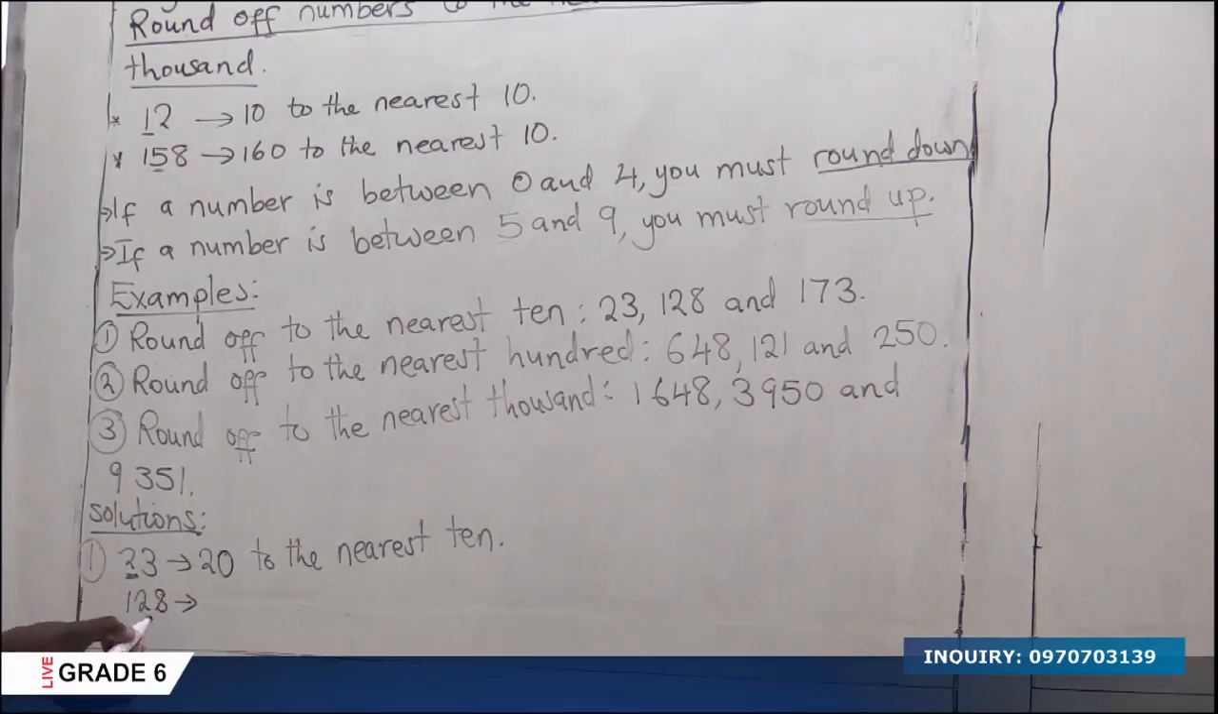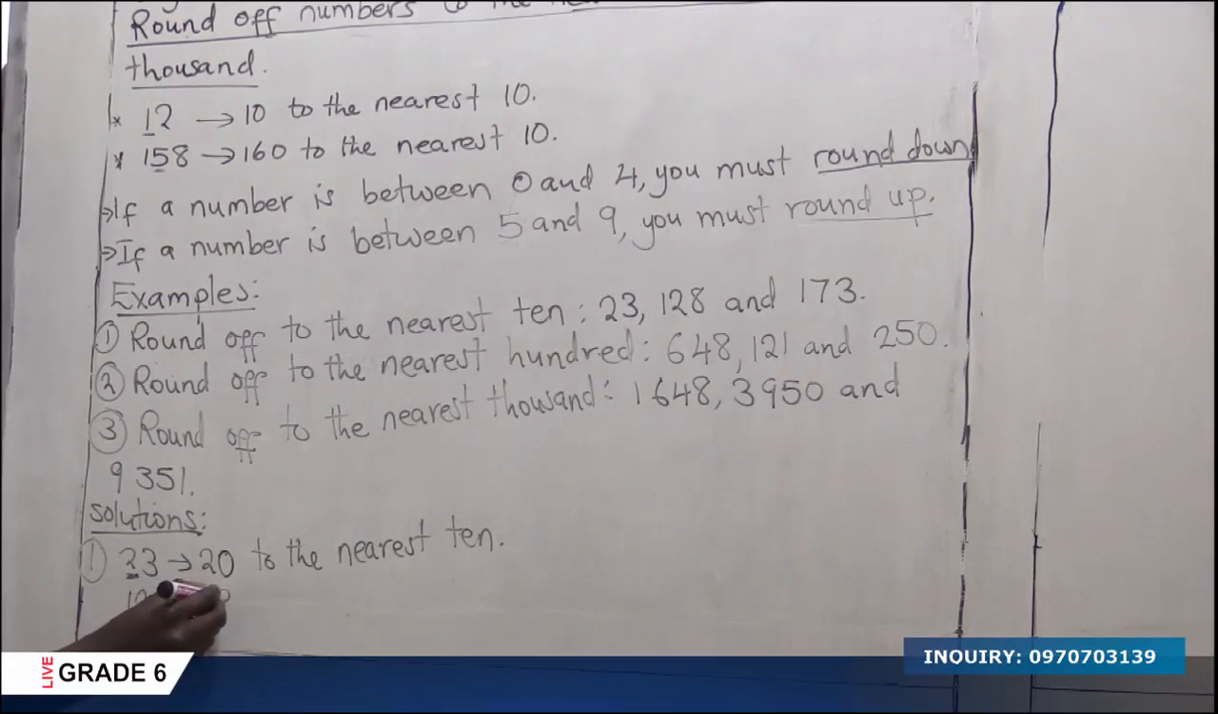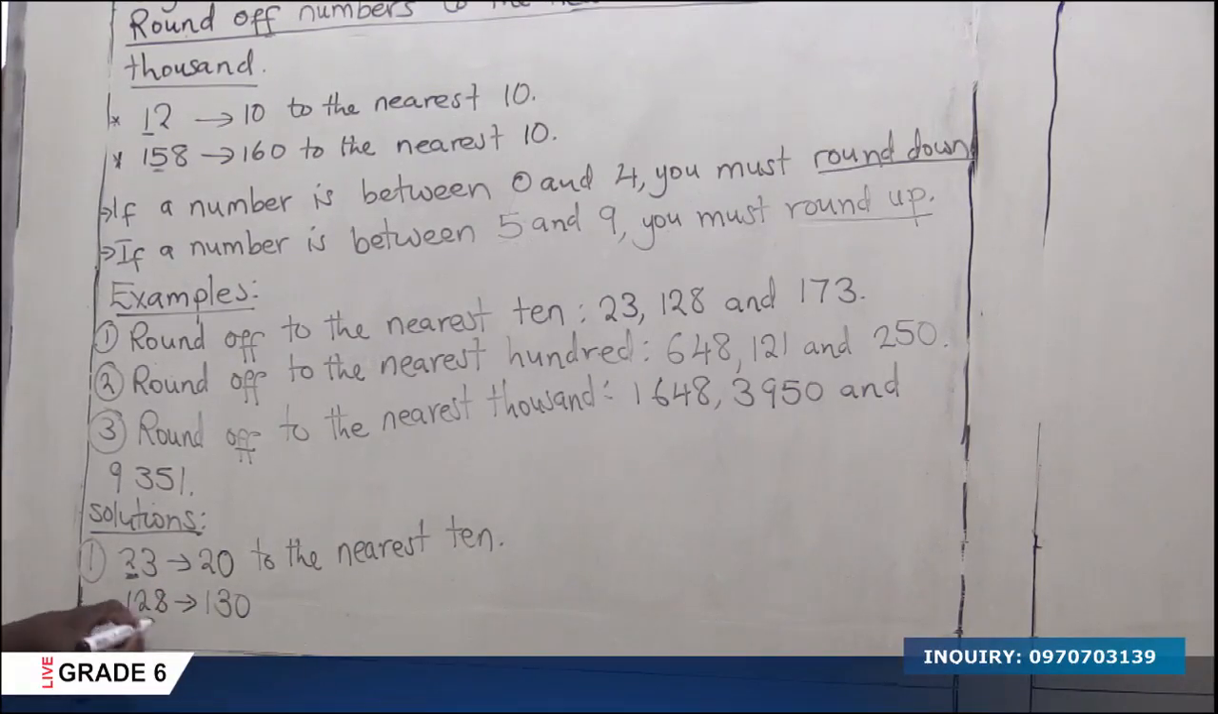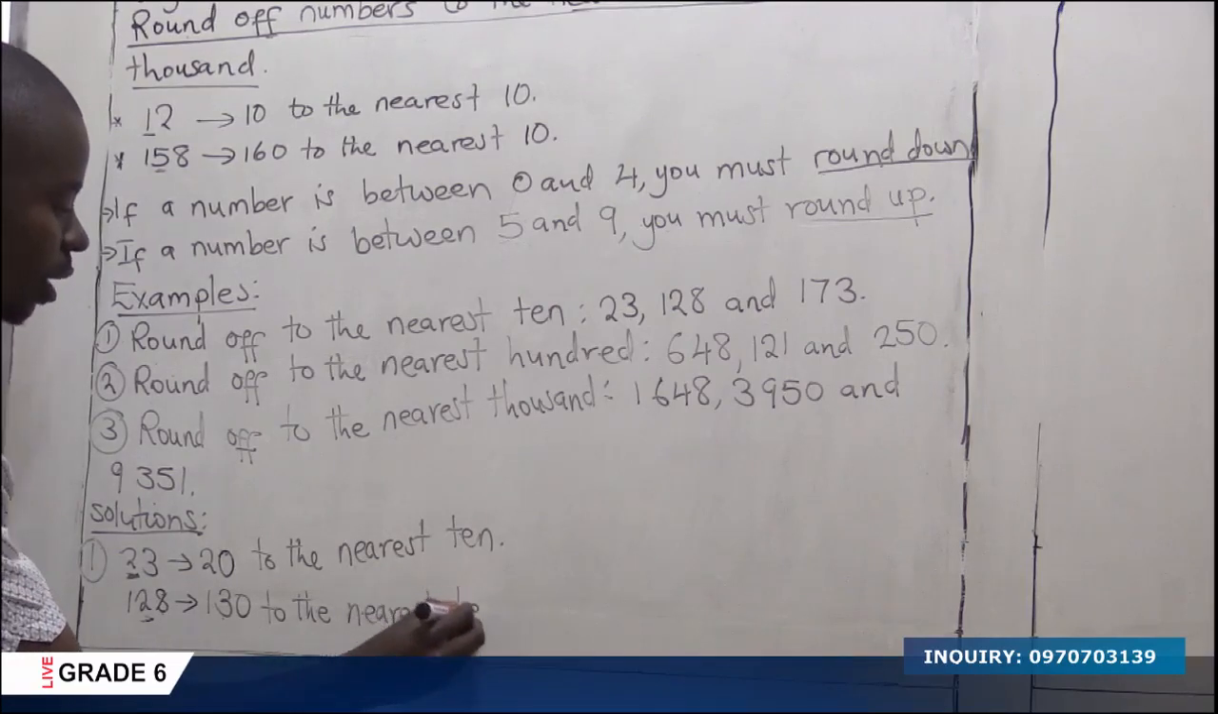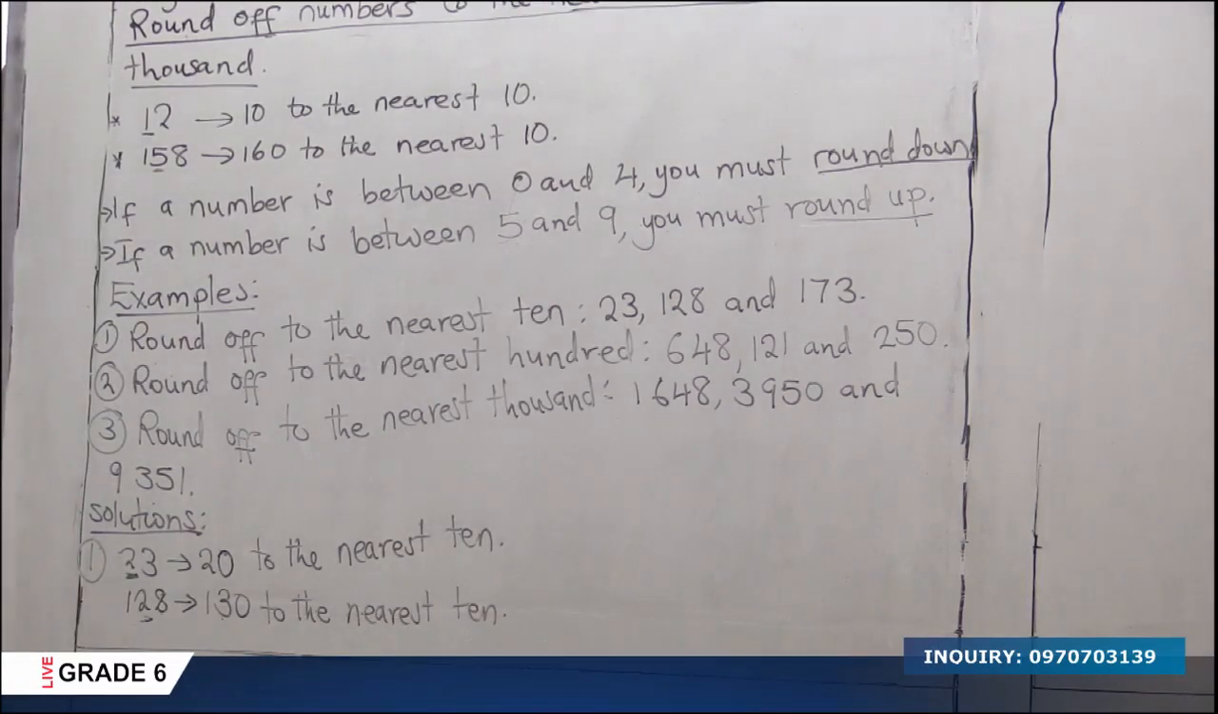So here, this number is between 5 and 9, so we are going to round up, meaning we take 1 from 8 and put it on 2. Therefore, it will become 130. We've taken 1 from 8, we've put it on 2, it has become 3. Where there is 8, you must write 0 to show the place value for 8. Therefore, it will be 130 to the nearest 10. Boys and girls, I hope you are following.